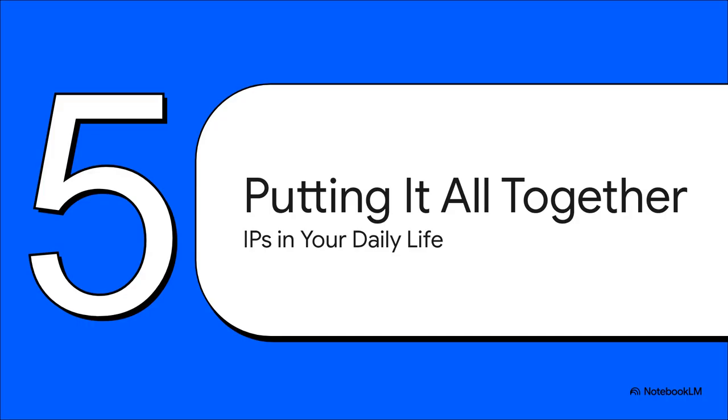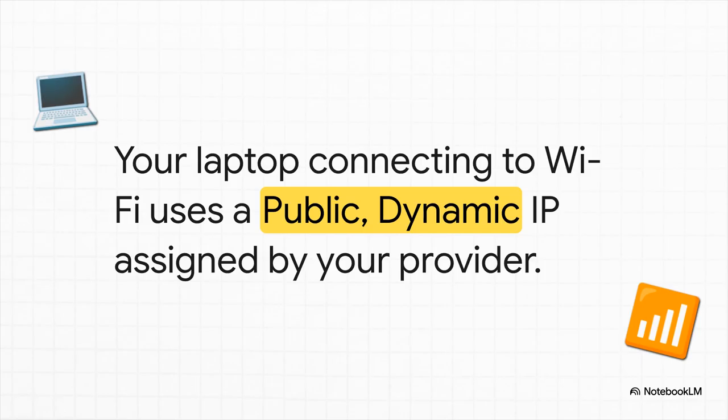Okay, so we've covered public and private, static and dynamic, and even some of the special cases. Let's put all these pieces together and look at a few quick examples of how this stuff actually works in your day-to-day life. When you fire up your laptop and connect to your home Wi-Fi, your router gets a public, dynamic IP from your internet provider. This is, hands down, the most common setup for home internet on the planet.